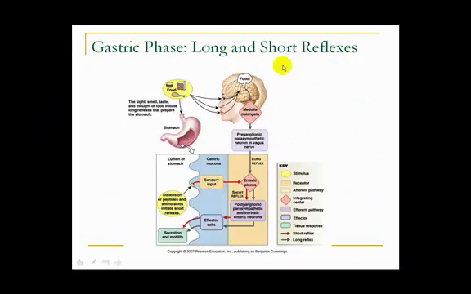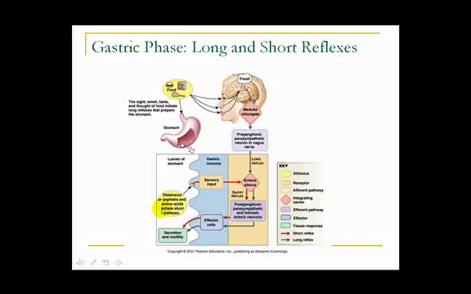There are long and short reflexes in the stomach. It's kind of the same thing. Just the thought of food can get your stomach activity going, so that would be a long reflex that would increase secretion and motility in the stomach. Or there can be little local reflexes that make the stomach more active.